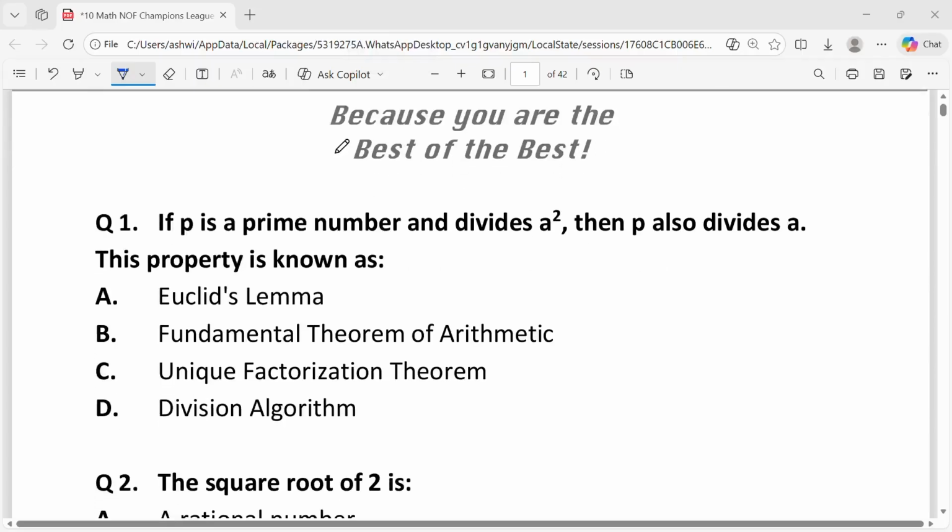Question 1. If p is a prime number and divides a square, then p also divides a. This property is known as Euclid's lemma. This property is a direct consequence of the fundamental theorem of arithmetic and is often referred to as Euclid's lemma in number theory. It states that if a prime number divides a product of two integers, then it must divide at least one of those integers. In this specific case, the product is a square.